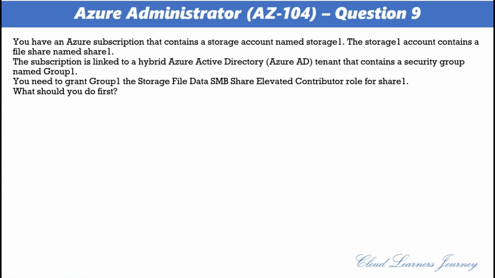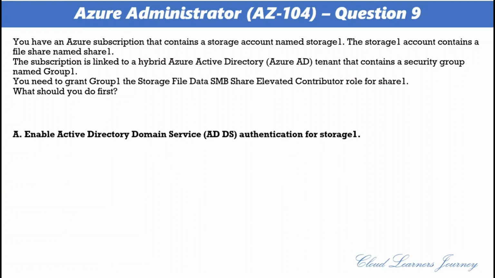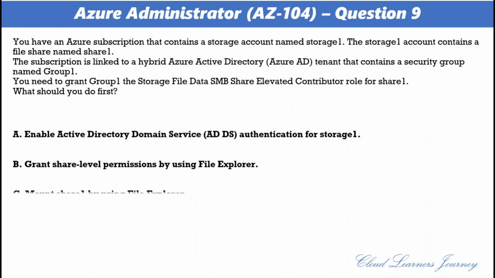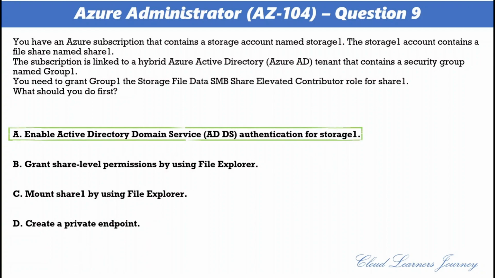Next, question number 9. You have an Azure subscription that contains a storage account named Storage1. The Storage1 account contains a file share named Share1. The subscription is linked to a hybrid Azure Active Directory tenant that contains a security group named Group1. You need to grant Group1 the Storage File Data SMB Share Elevated Contributor role for Share1. And the options are A. Enable Active Directory Domain Services AD DS authentication for Storage1. B. Grant share level permissions by using File Explorer. C. Mount Share1 by using File Explorer. D. Create a private endpoint. And the correct option is A. Enable Active Directory Domain Services AD DS authentication for Storage1.